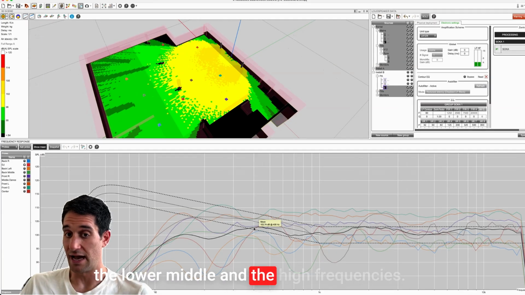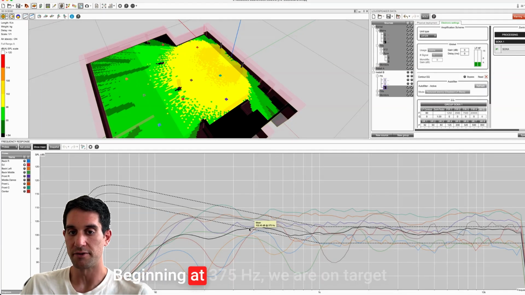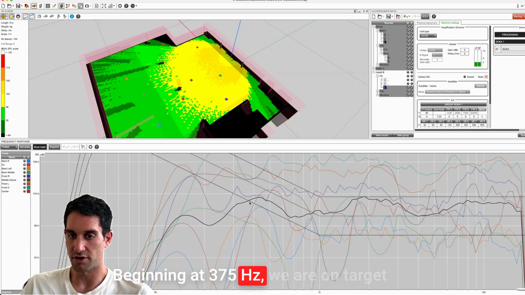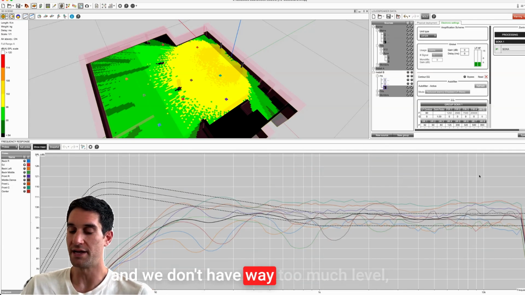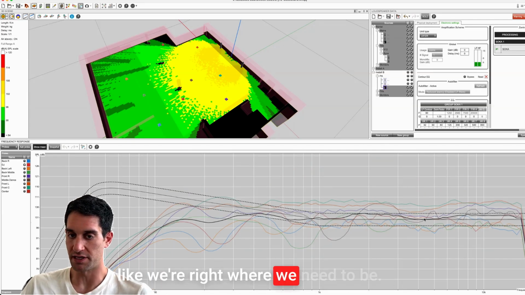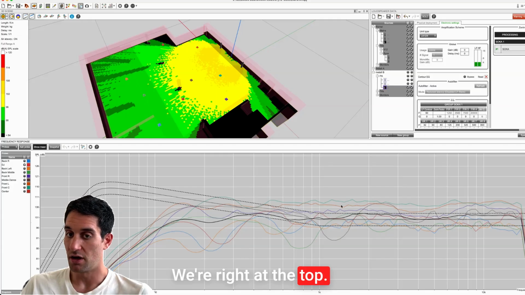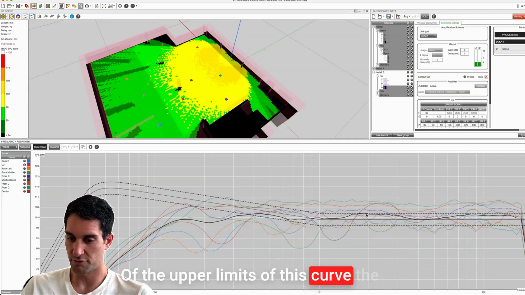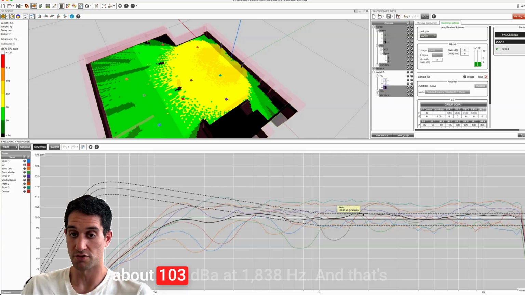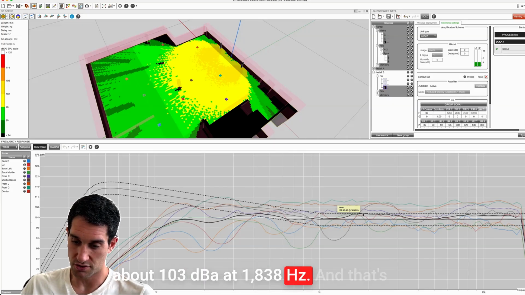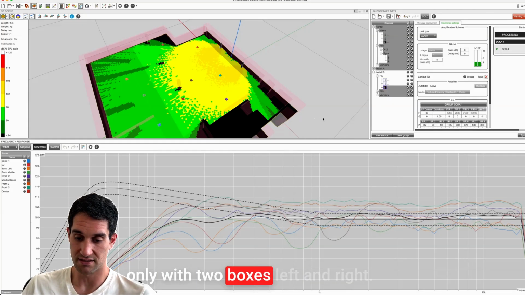middle, and the high frequencies. Beginning at 375 hertz, we are on target. And we don't have way too much level. Like, we're right where we need to be. We're right at the top of the upper limits of this curve. The highest that our average goes is about 103 dBA at 1,838 hertz. And that's only with 2 boxes left and right.